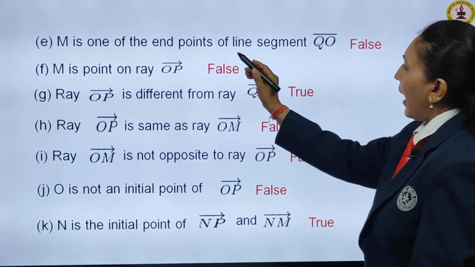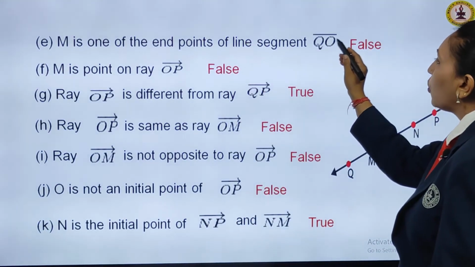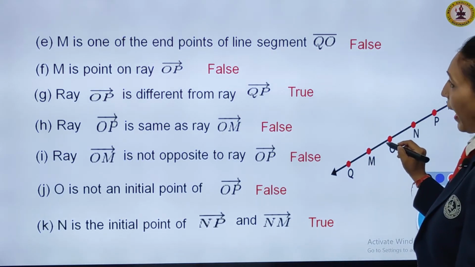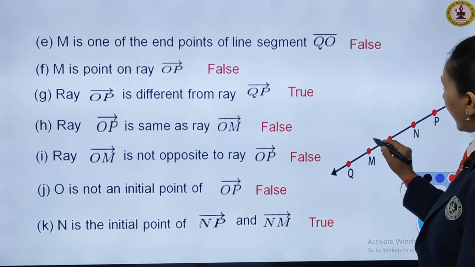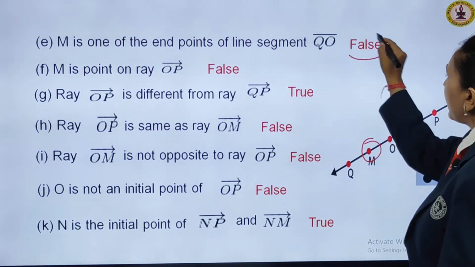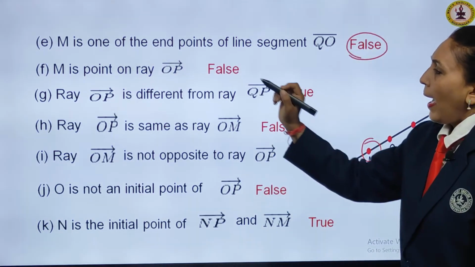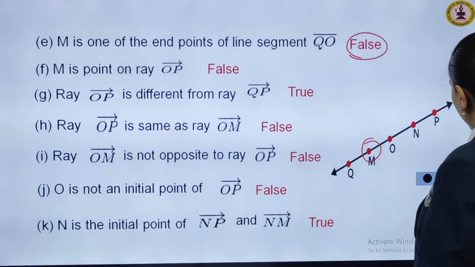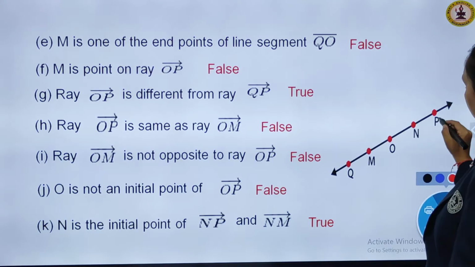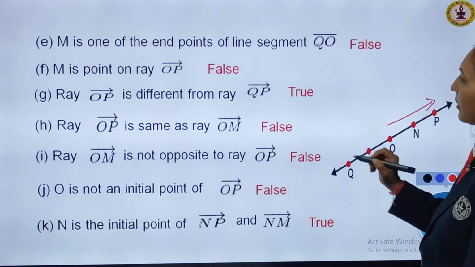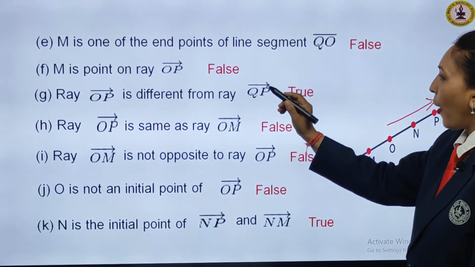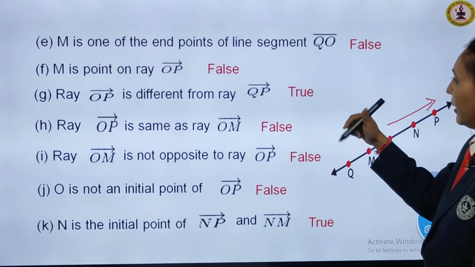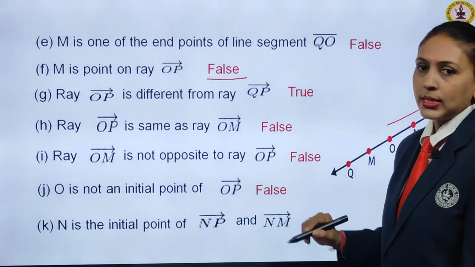M is one of the end points of the line segment QO. Where is QO? Here Q and O. Is M one of the end point? M is not the end point, it is between them. So, the statement is false. M is a point on ray OP. Where is ray OP? Let us see first. OP is here. Ray OP means it is going like this. Fine. So, is point M on it? Point M is not on it, it is on the opposite side of it. That means our statement is false.